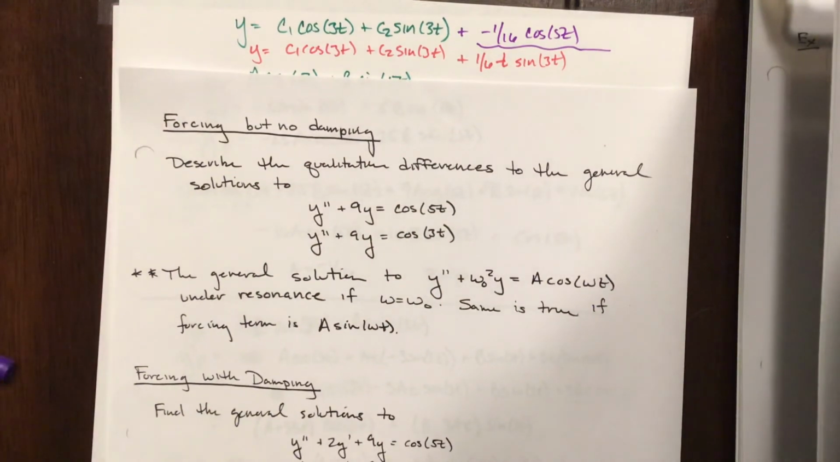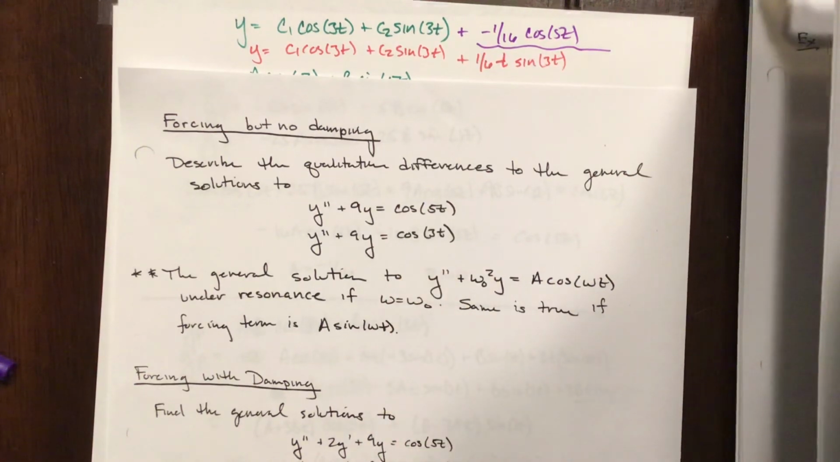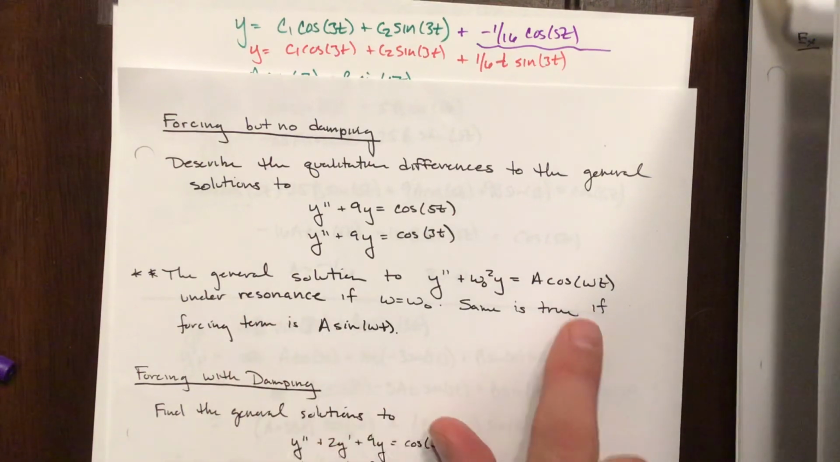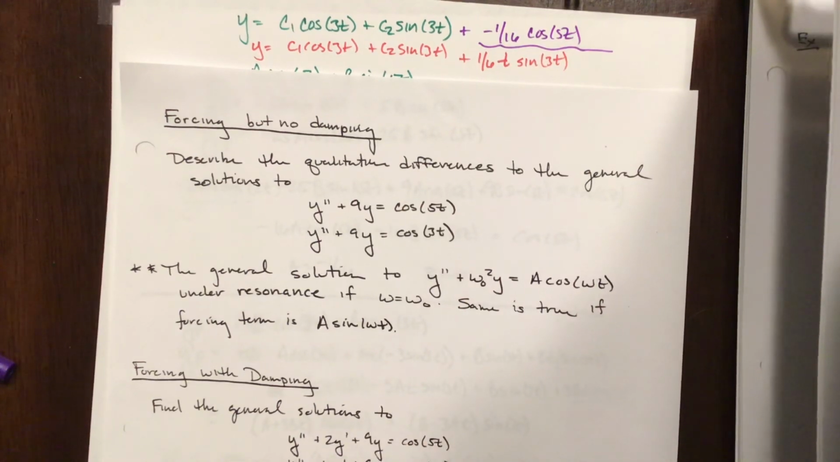Now the general solution to y double prime plus omega squared y equals a cosine omega t is under resonance if omega and omega naught are the same. The same is true if the forcing term is a sine omega t as opposed to cosine omega t. So under this system, if omega and omega naught are the same, we have resonance.